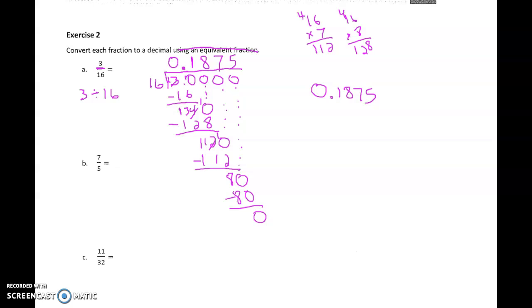Long division. Maybe something we don't enjoy doing, but something we know how to do. Let's look at part B here. 7/5. That is 7 divided by 5. 5 goes into 7 one time. 1 times 5 is 5. We subtract, we get a 2. We add our decimal point in. Adding a 0. 5 goes into 20 4 times. 4 times 5 is 20. And in that case, we get a remainder right away.